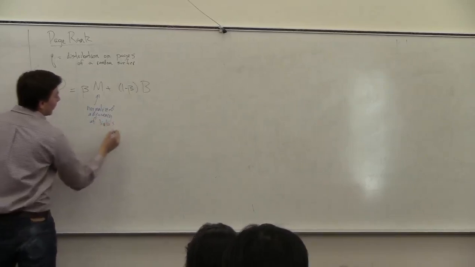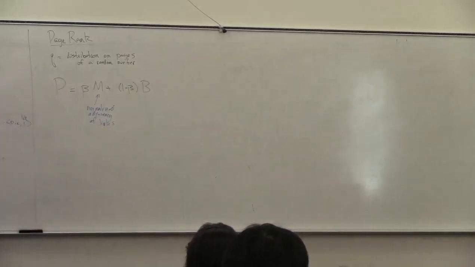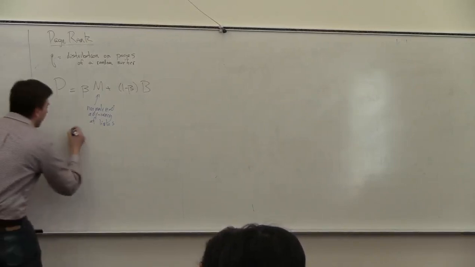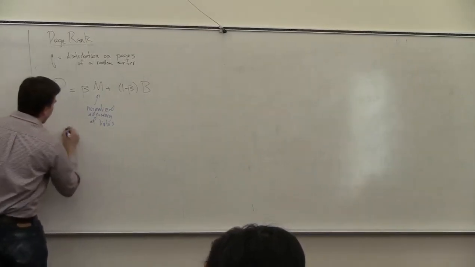Of links, right? So if you go one column, this describes one web page, and you look at all the outgoing links, and it's zero for any element of that column that does not have a link to that associated page. And then if there are t different pages going out, the value is 1 over t if it's going to that page.